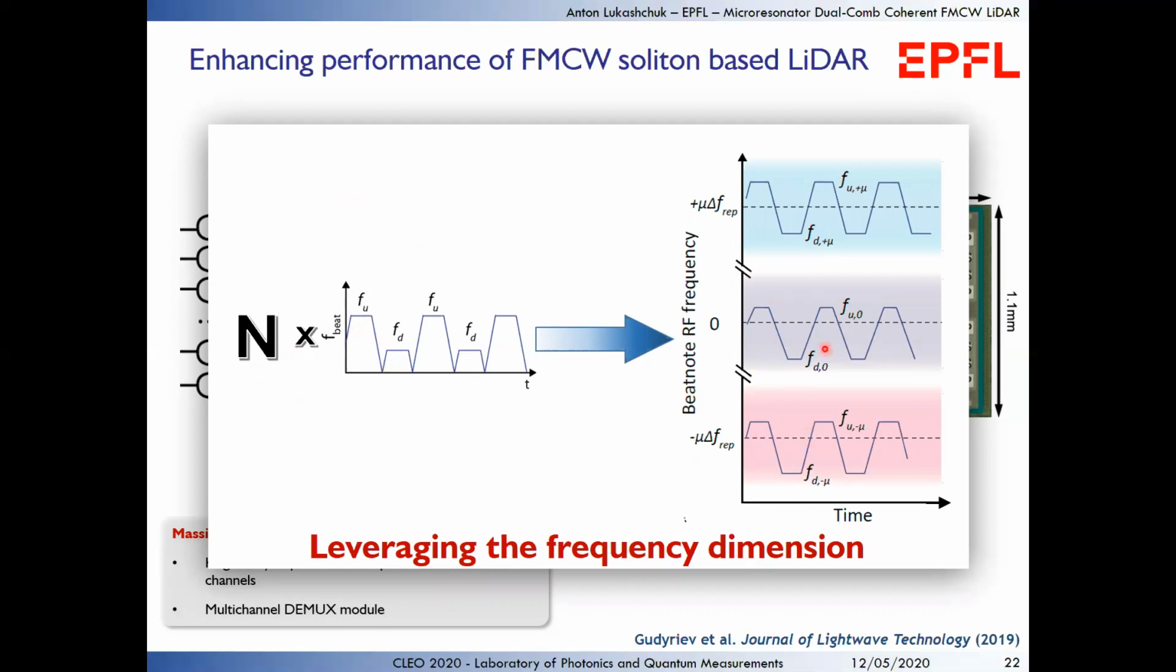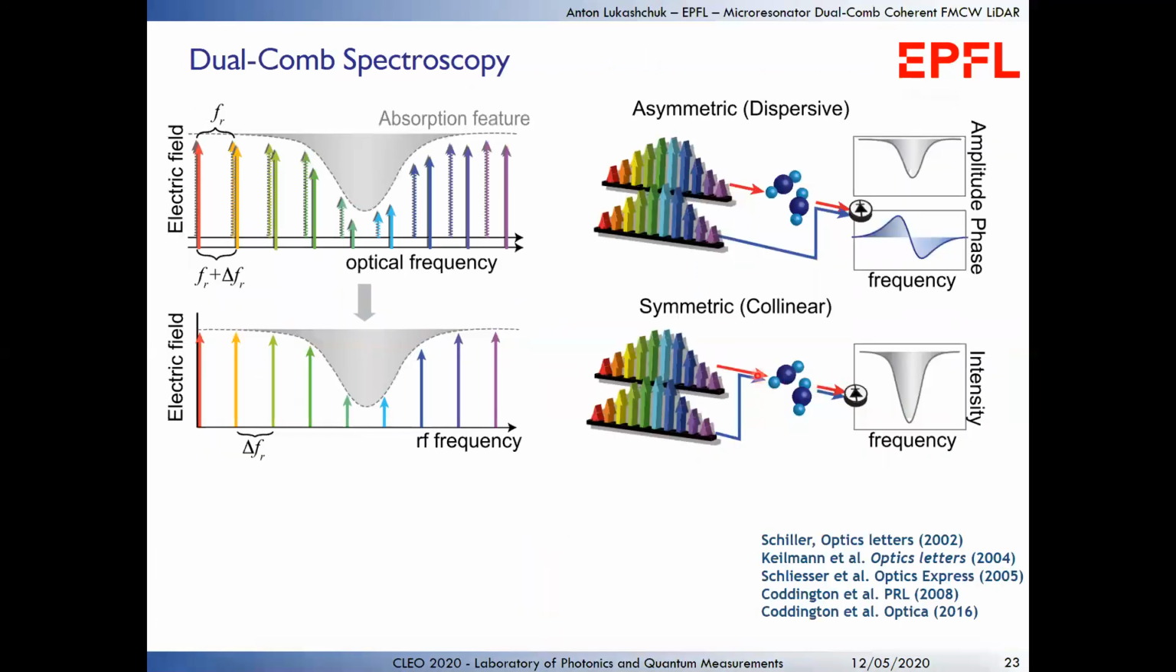And once we think in these terms, we directly go to dual comb spectroscopy, because this principle has already been realized in dual comb spectroscopy. And the easy intuition comes here. If you look at this picture, how you would optically like to detect this absorption feature.